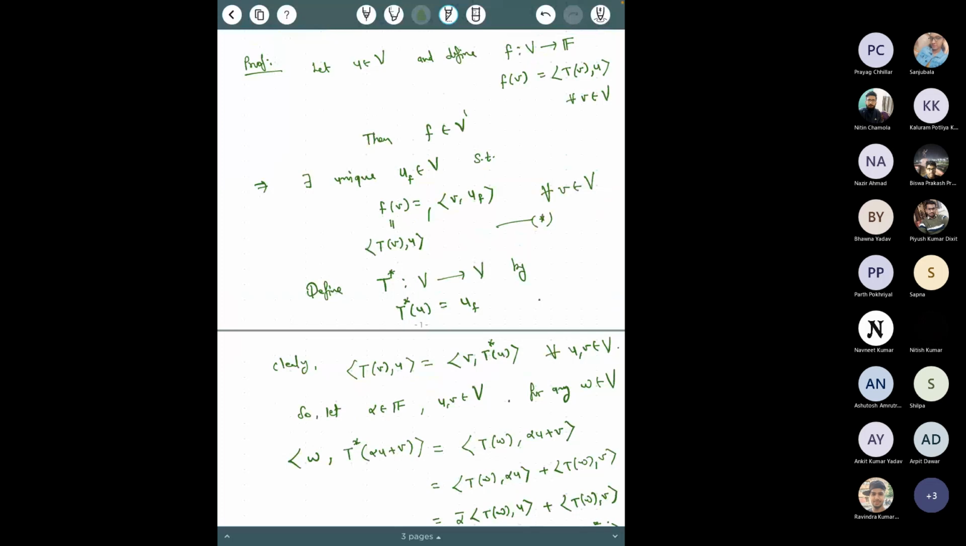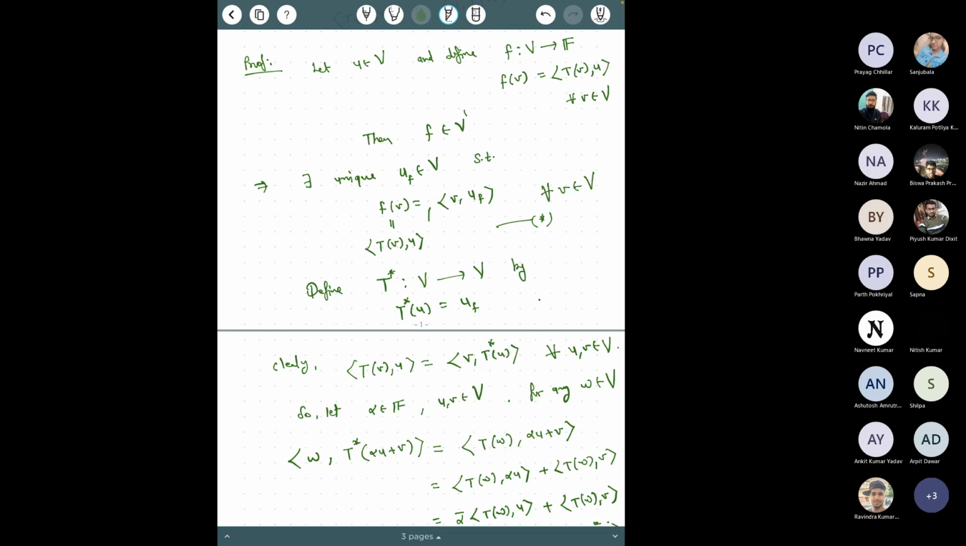So where did we use the fact that V is finite dimensional? Yeah, so in the existence of this vector. For any f, if V is infinite dimensional, we can do similarly up to this step, but then we are not sure whether there exists this vector u such that we can write it in this way, and therefore the same proof will not work if we change V from finite dimension to infinite dimension.